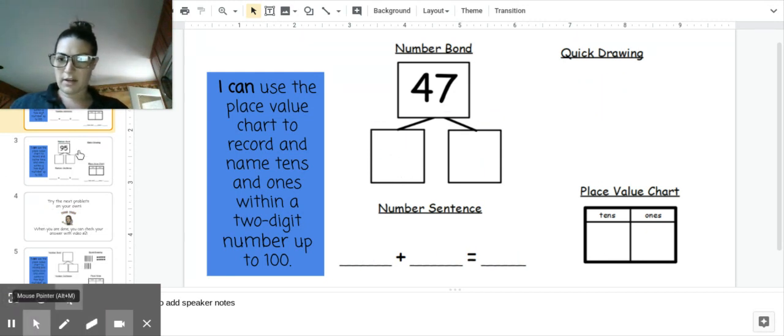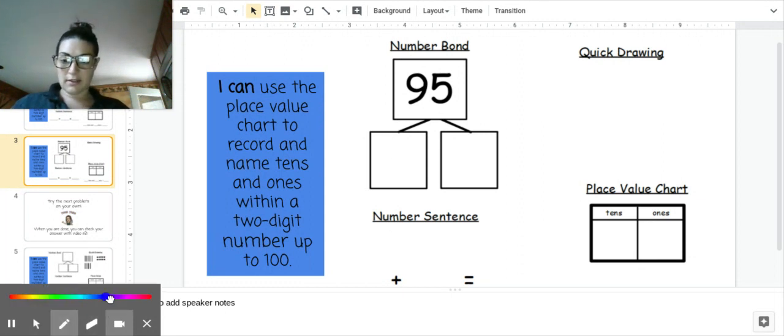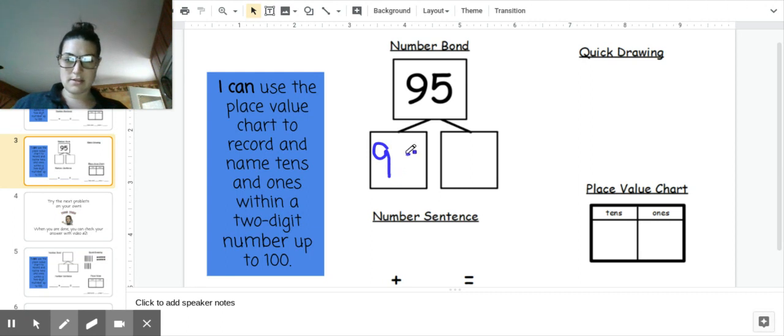Okay, here's our next example. So here's 95, okay? You should have this in your notebook. You're going to fill in the number of tens here, right? And then in the second part, you're going to fill in your ones. So we've got 90 in one part, right? And we've got how many ones? 5 ones, right? Pretty easy. 90 plus 5 is 95, right? And we've got all of our tens in one spot, all of our ones in the other spot.